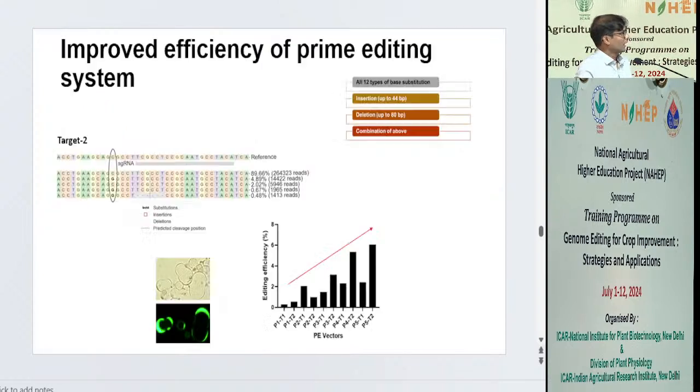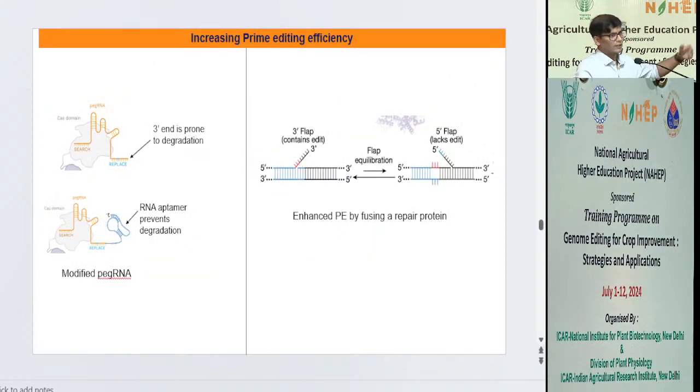Another approach is a bit more complex. To improve prime editing efficiency, we also fused one human repair protein that, as our hypothesis, is likely to increase the efficiency of prime editing. These are the two approaches we are trying.